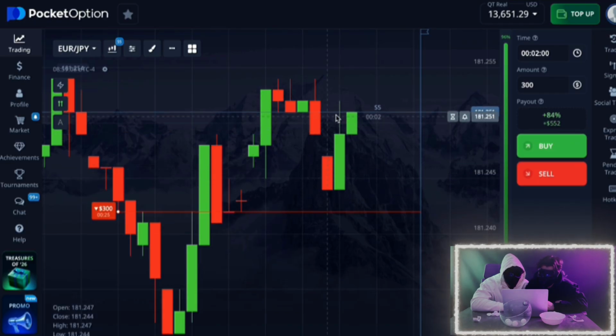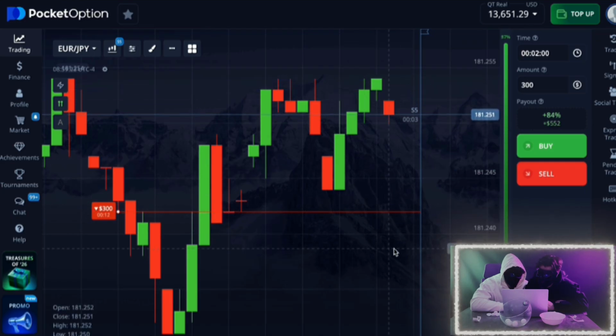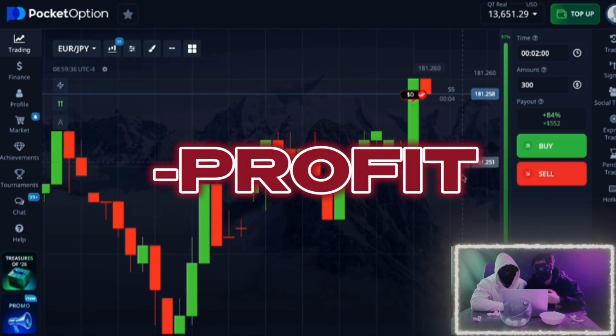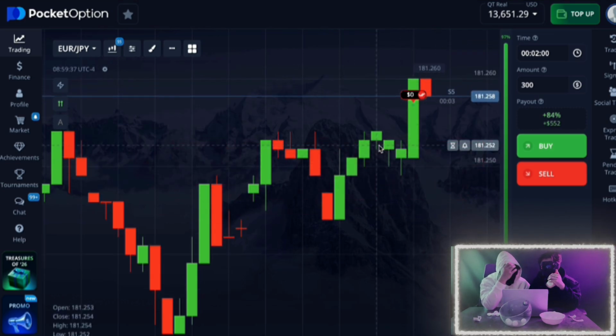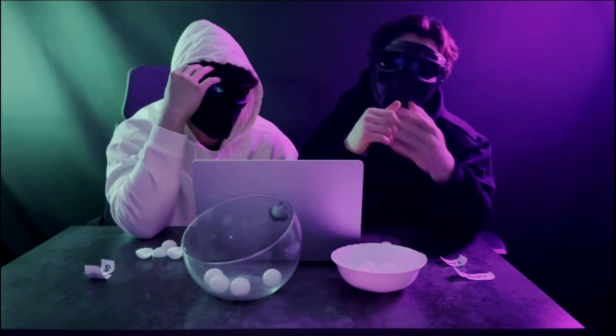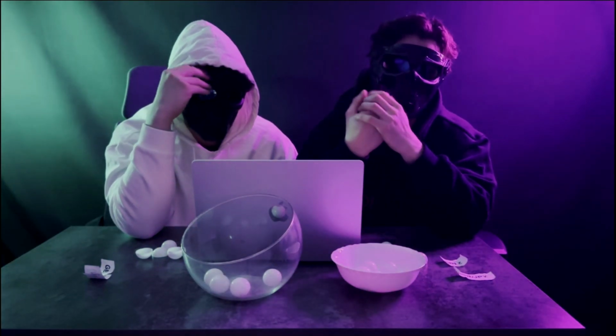Only 20 seconds left. 10 seconds. We're in a bad position. Unfortunately, our trade ended in a loss again. But as you can see, we still have a lot of currency pairs, so we'll make up for our loss and be able to make a profit.